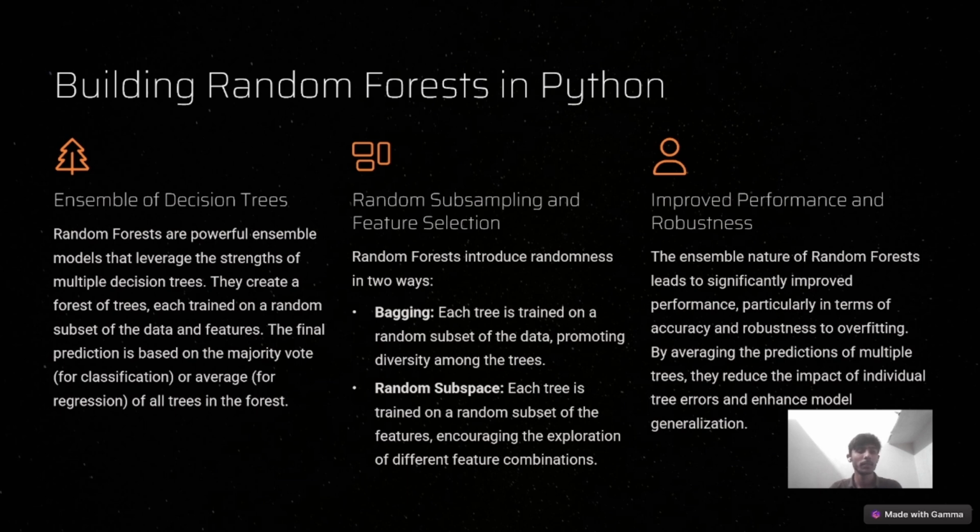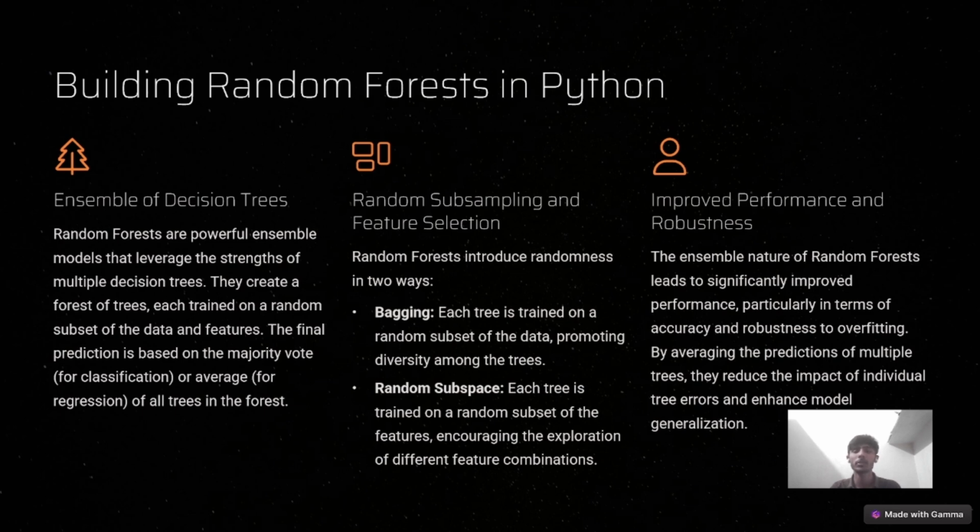Ensemble of decision trees. Random forests are powerful ensemble models that leverage the strength of multiple decision trees. They create a forest of trees, each trained on a random subset of the data and features. The final prediction is based on majority vote for classification or average for regression of all trees in the forest.